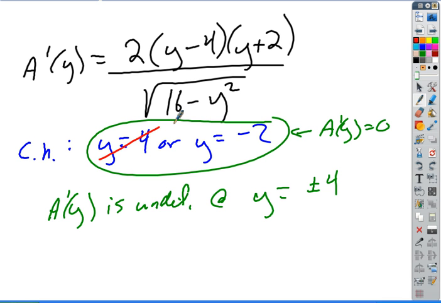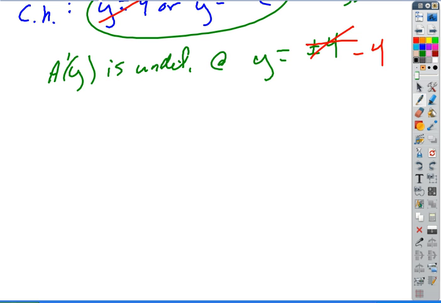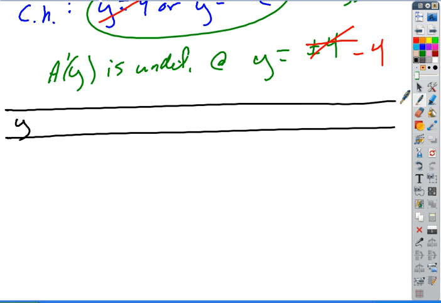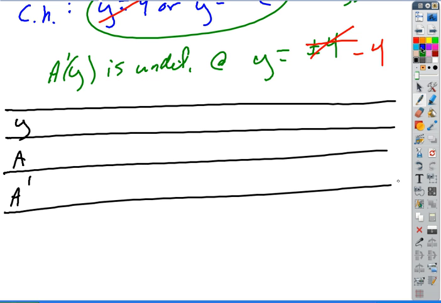Okay, so we'll make our table then and see what we get. So we have y and a prime, and let's put our domain on here. Our domain went from negative 4, square bracket, up to 0. We had an interior critical number at negative 2, a 0 of the first derivative. Negative 4 was an undefined first derivative. So now what?